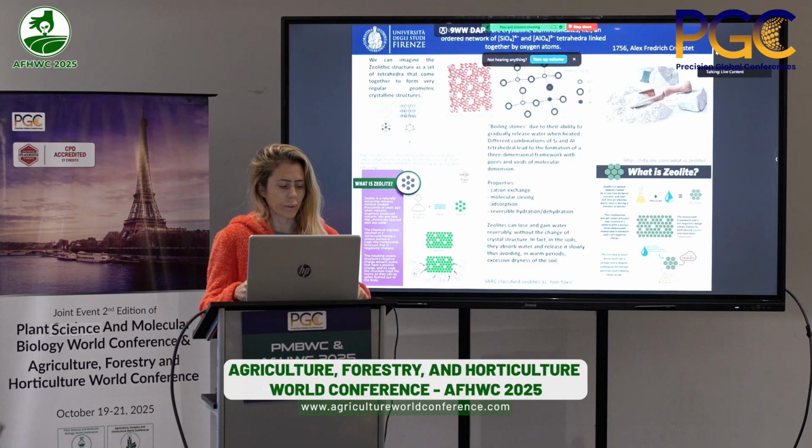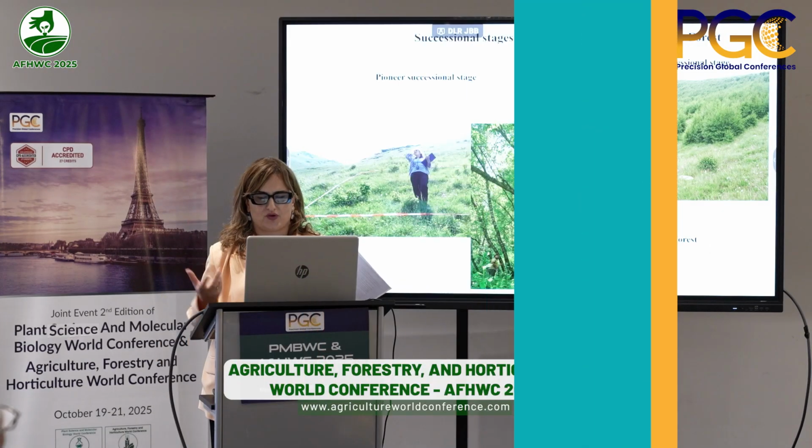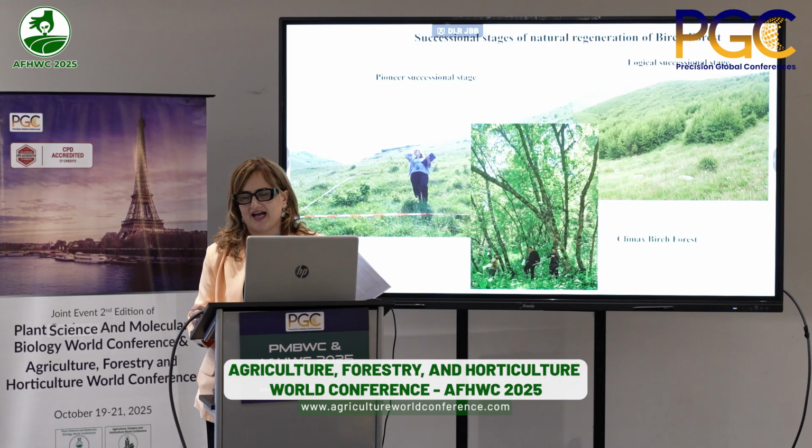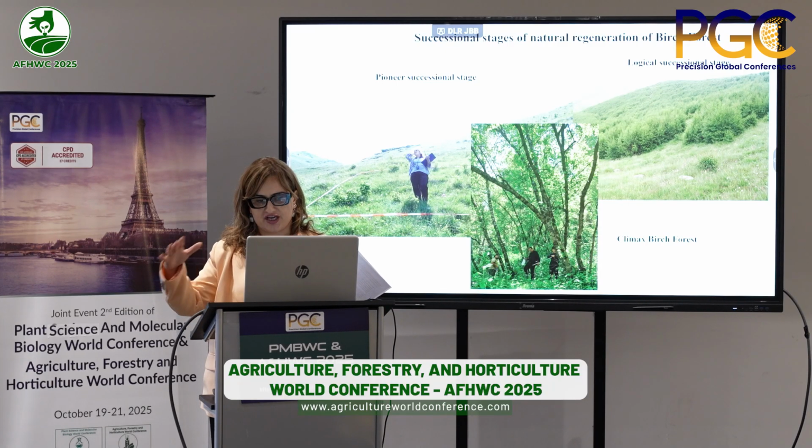And they are combined by different silicon and aluminum. The process, we selected habitat types, how to change these studies.